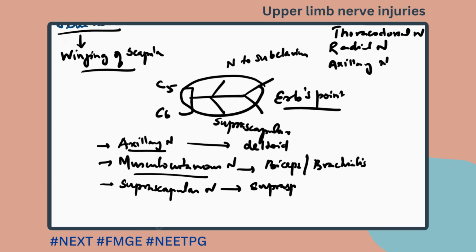Now what happens? Supraspinatus and deltoid are the muscles which help in abduction of the shoulder joint. If you want to lift your shoulder like this, supraspinatus and deltoid should work. If they are not working, you cannot abduct your shoulder. It goes towards the body. This is called adduction. And if you want to flex the elbow, you need biceps and brachialis, which are not working. So you cannot flex, and your elbow goes in for extension.